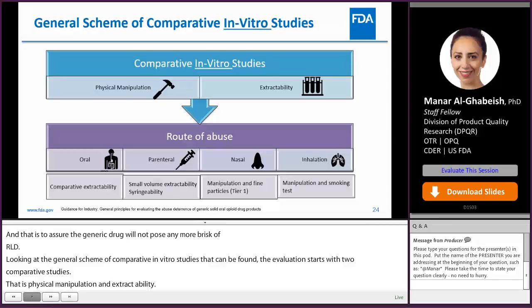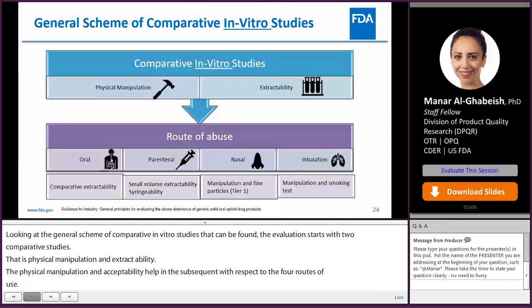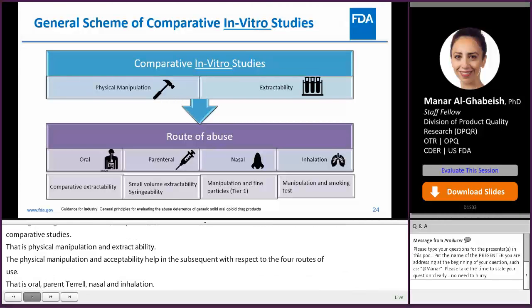To complete the evaluation, the applicants conduct other in vitro studies such as syringeability for parenteral route and smoking test for inhalation route. And when necessary, the applicant also conducts clinical studies such as oral and nasal pharmacokinetic studies.